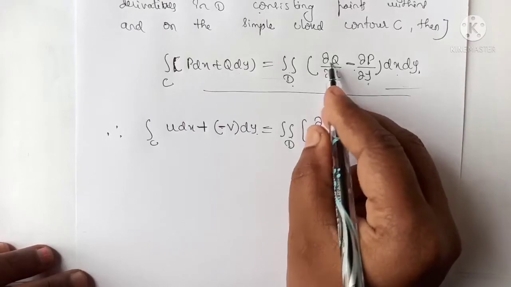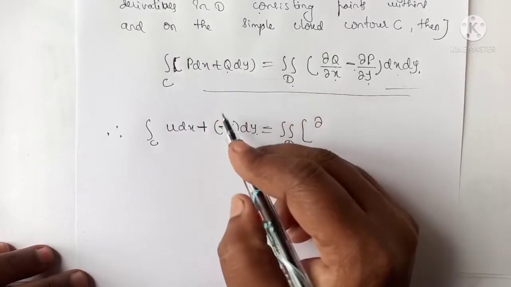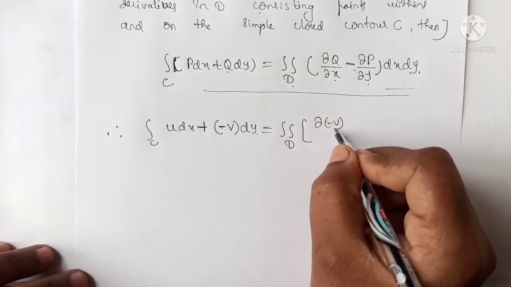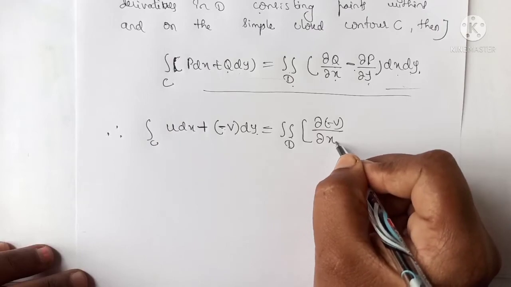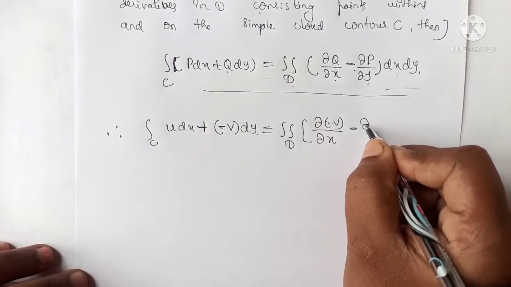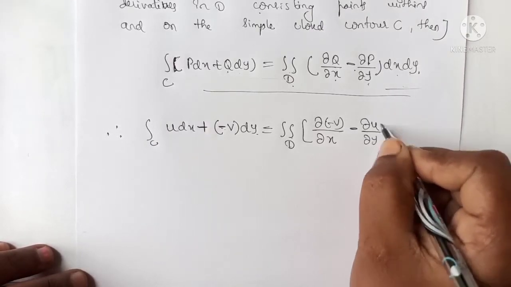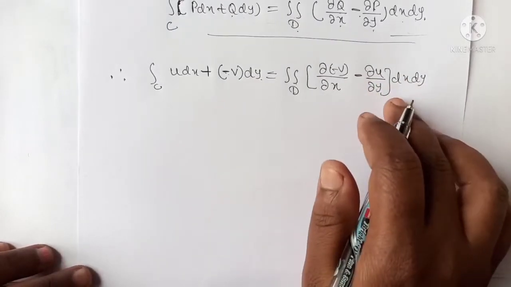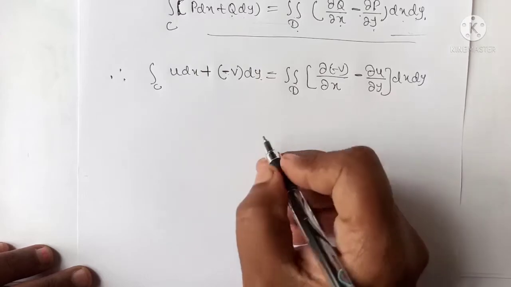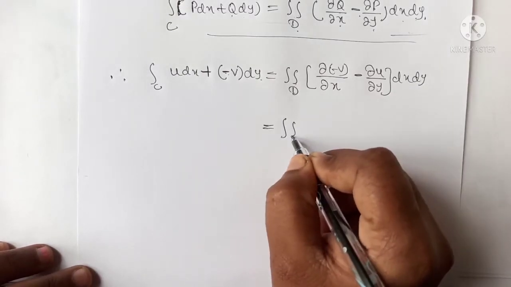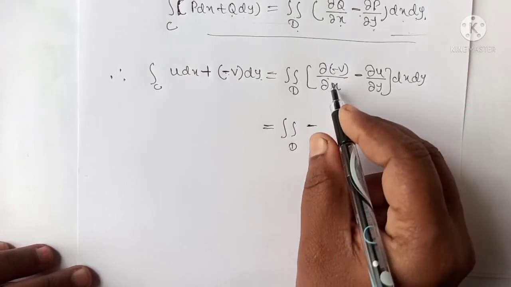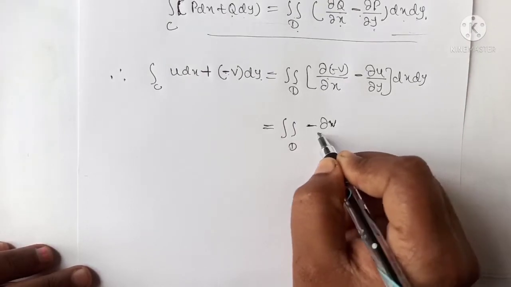So in the place of Q we have minus v, therefore it is ∂(−v)/∂x minus ∂u/∂y, dx dy. Okay, now we use the CR equations. So that is the double integral over D. So this minus ∂v can be written as, first we simplify this one, minus ∂v/∂x.